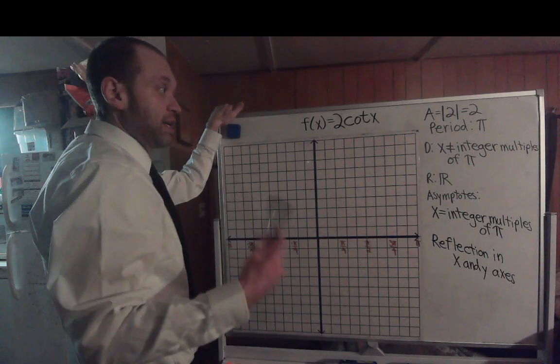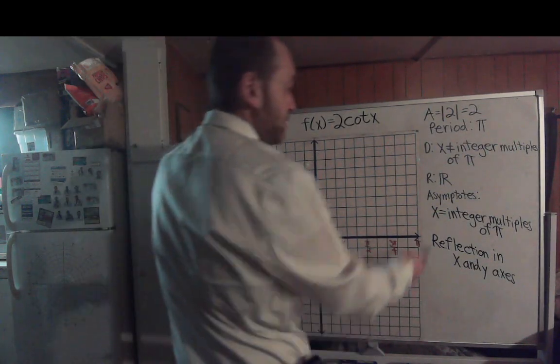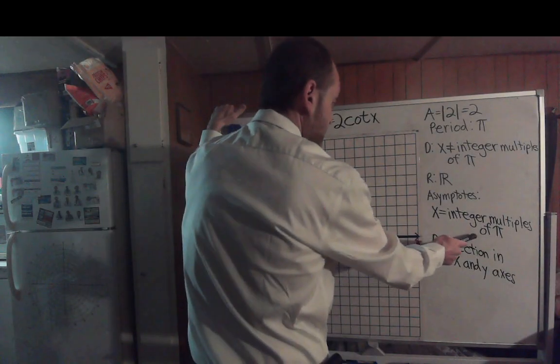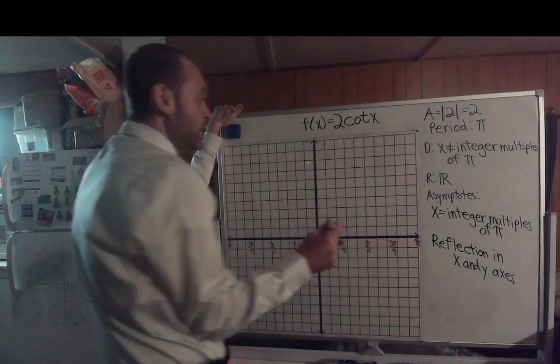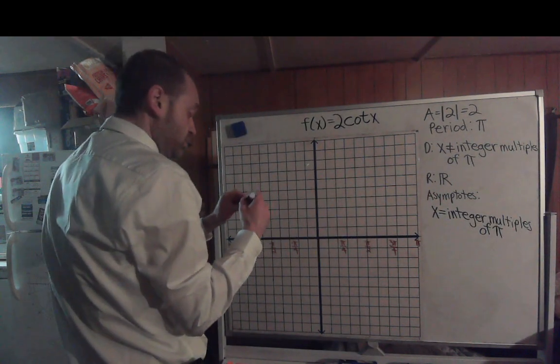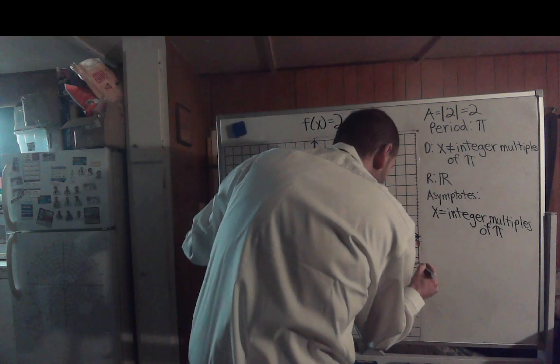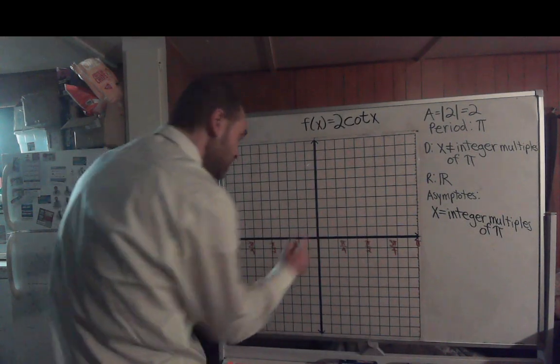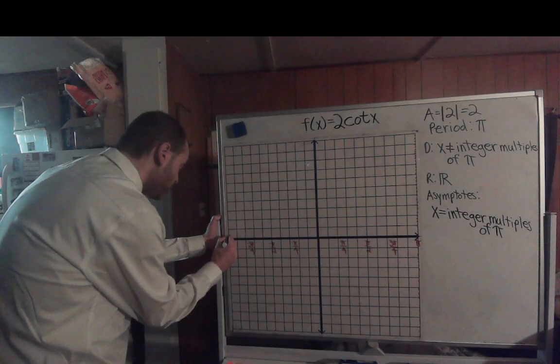The domain hasn't changed. X still not equal to integer multiples of pi, which means your asymptotes are at x equals those integer multiples of pi. We don't have a reflection. I can get rid of that. Your range is still all real numbers. So let's go ahead and plot these asymptotes just for our benefit here. Got one at 0. We also have one at negative pi.